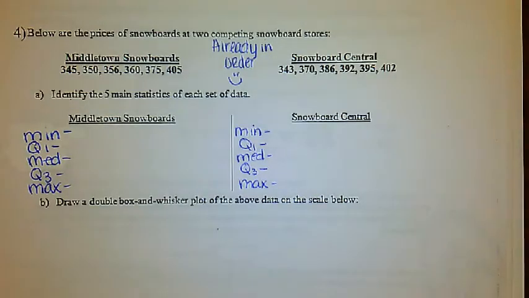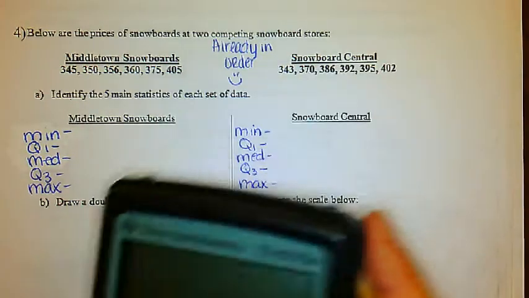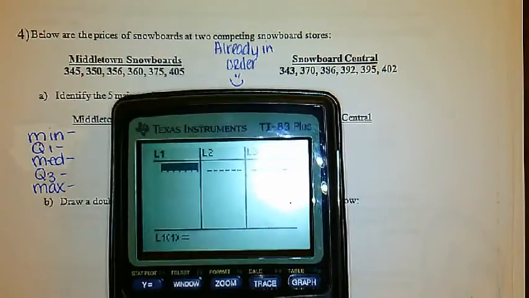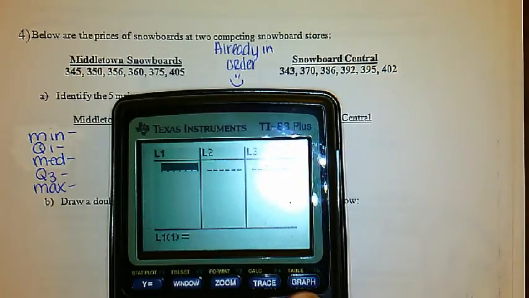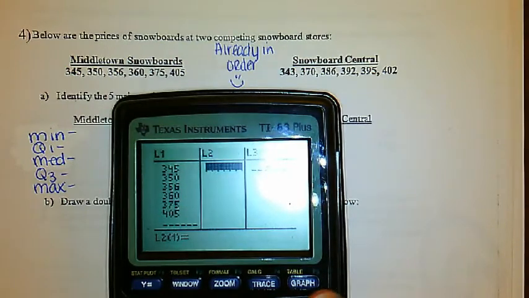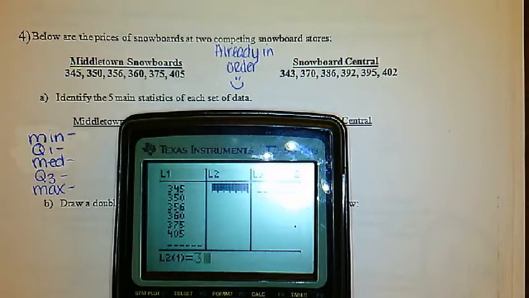Alright, so for number 4, we are going to draw a double box and whisker plot. So what I want to do is put Middletown Snowboards in one of the plots. So 355, 50, 56, 360. And also they're already in order. I just wanted to show you that you can do it this way. 370, 86, 32.